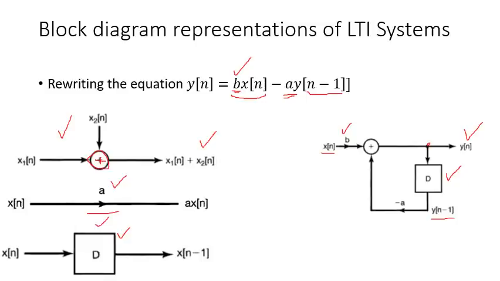Again, we have scaling of the delayed output, so we represent scalar multiplication by an arrow. Here I put a minus a, so this becomes minus a times y of n minus 1. So this is how we represent the recursive equation using the block diagram. This is the final representation for this equation.